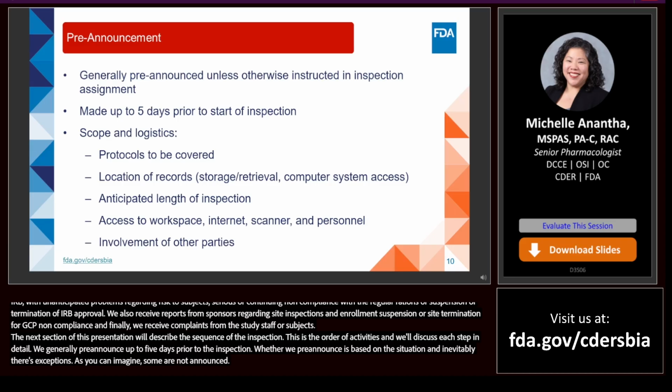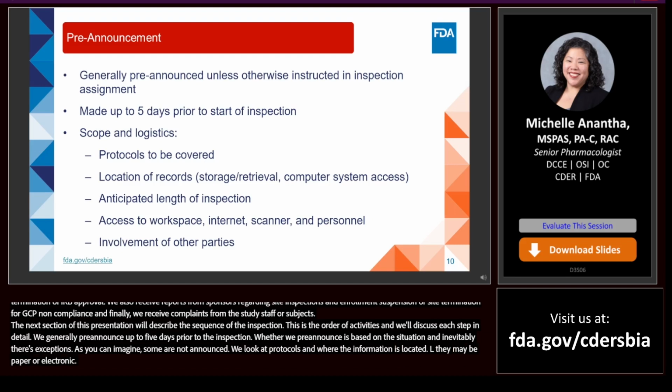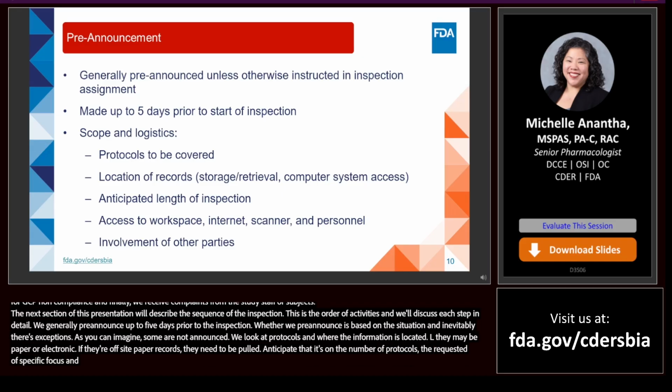We, of course, will look at the protocols and where the records are located. On site, the records may be paper and/or electronic. If there are off-site paper records, these are going to need to be pulled. The anticipated length of the inspection is dependent on the number of protocols inspected, the requested areas of specific focus, and factors at the site like CI and study staff schedules.